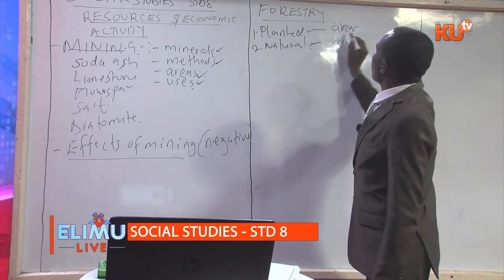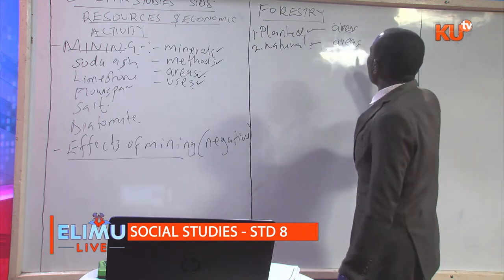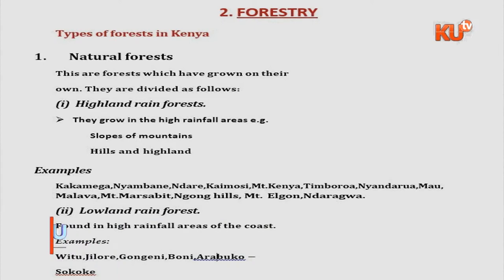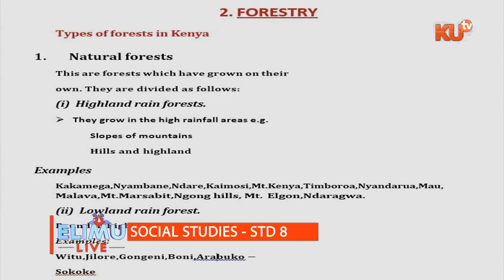Number two, on planted forest, you should also know the characteristics of planted forest, and also on natural forest, the characteristics of natural forest. And as you can see on the screen, natural forests are most commonly found or grown on their own, and they are divided into two.